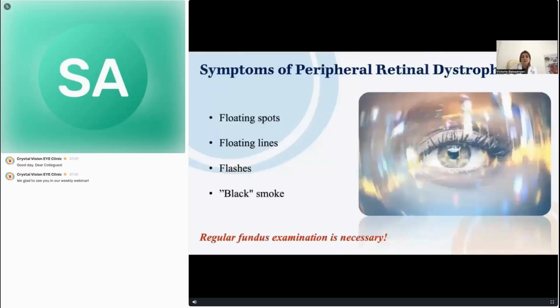Peripheral retinal dystrophy in the early stages can only be detected by examining the fundus in conditions of mydriasis. In some cases, peripheral retinal dystrophy may have symptoms that few people pay attention to, like floating spots, lines, flashes, or black smoke. That's why regular fundus examination is very important for all patients.